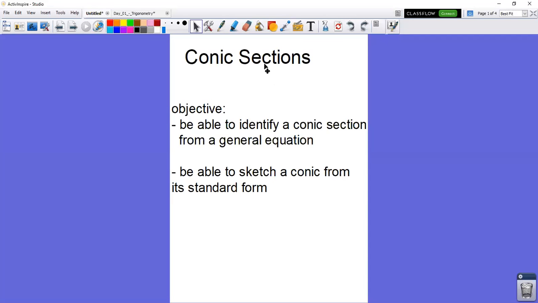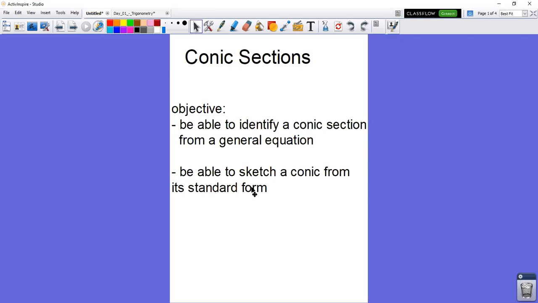Okay, so we're going to start with our introduction to conic sections. Basically, the different types of graphs that can come from a cone, right? The word conic is a derivative of the word cone. So in each of these cases, these come from some type of a cone. We want to identify them from your equations, looking at the clues given to you in your equation and also sketching them from its own standard form.